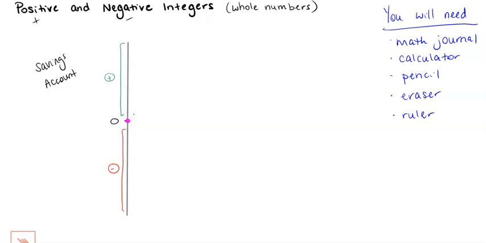Now if we put money into the savings account, let's say we put in $5, we would climb up this number line to 5. Now maybe we add in another $10. We would go up 10 to be at $15. So we can add up our positive numbers here. We added 5, then we added 10, which gives us a total of 15. Pretty simple.